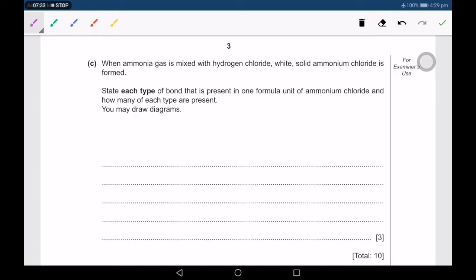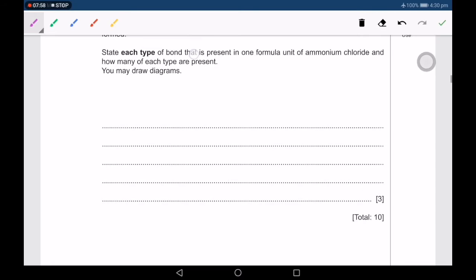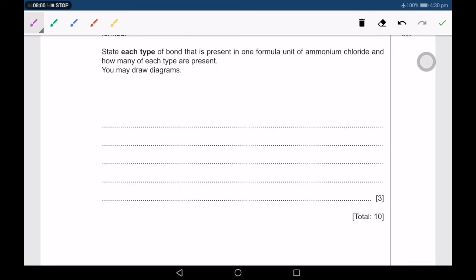When ammonia gas is mixed with hydrogen chloride, white solid ammonium chloride is formed. State each type of bond that is present in one formula unit of ammonium chloride and how many of each type are present. So we need to draw one unit, right?